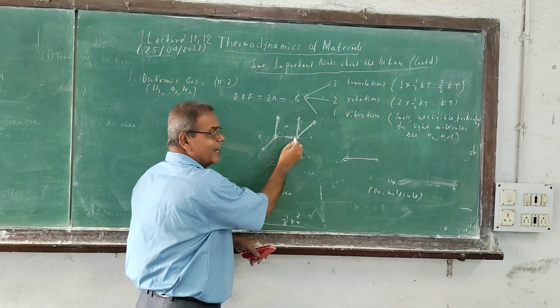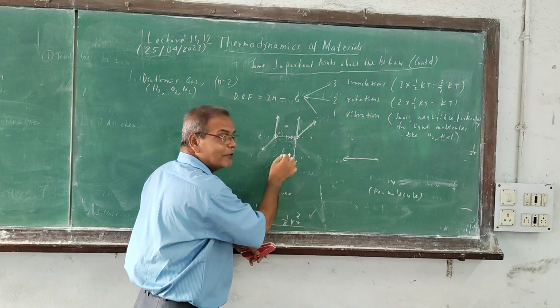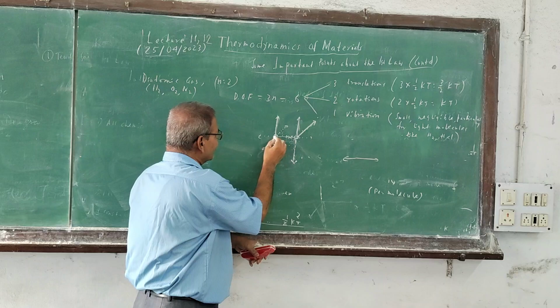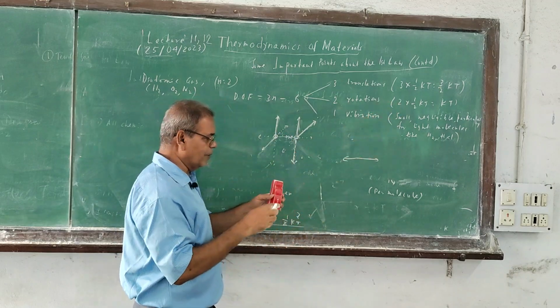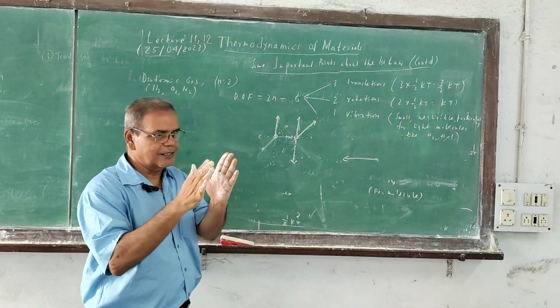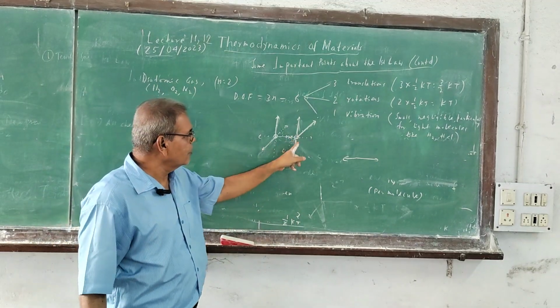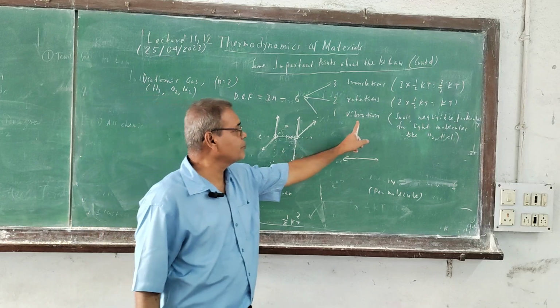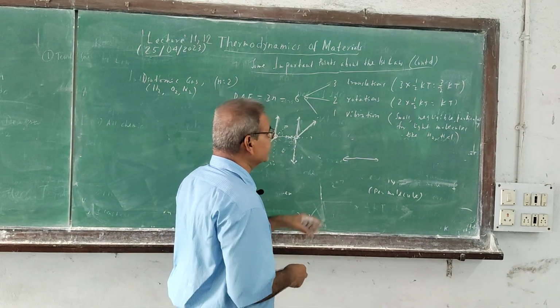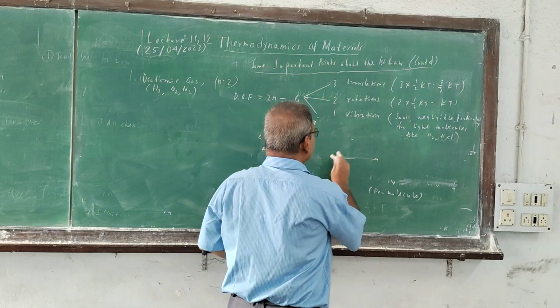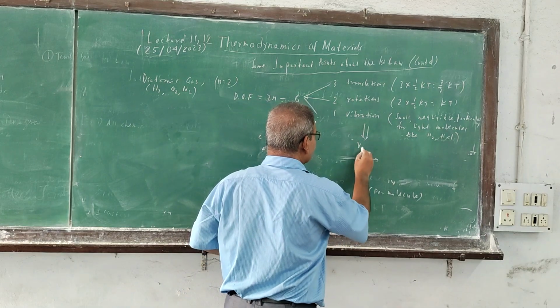Okay. So this is what? Vibration. Consider this moving this way, and the other one moving the other way. So vibration, you know vibration like this. So 1 vibration. Vibration is typically small. This is a quantized vibrational energy.